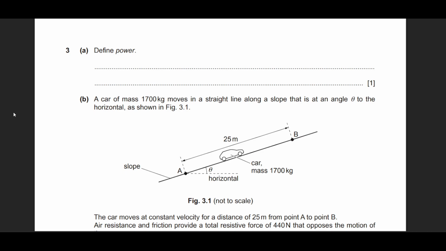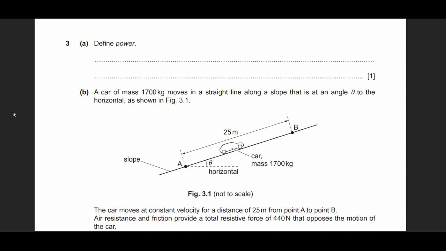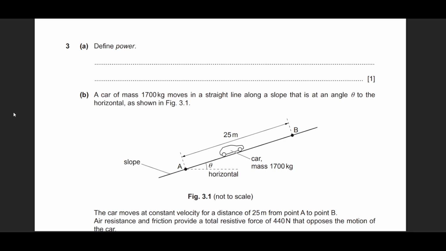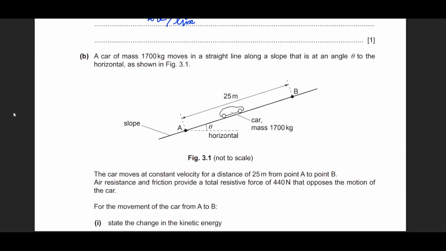So then we have question number 3. Okay, so I've cut down question number 2 because that's not a part of your course anymore. We're only going to do question number 3, or we are going to start from question number 3. So define power, of course, that's rate of doing work, or work done divided by time taken for that process to actually take place. So that's your job to remember these definitions.